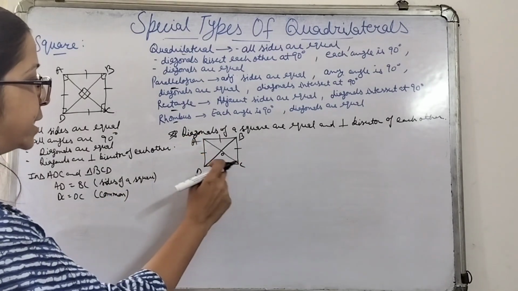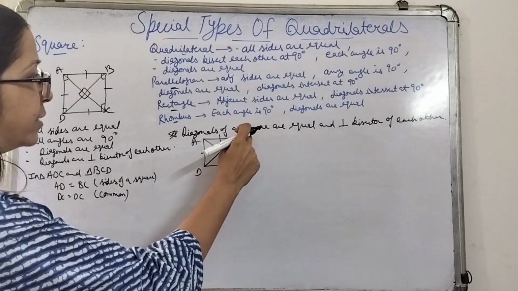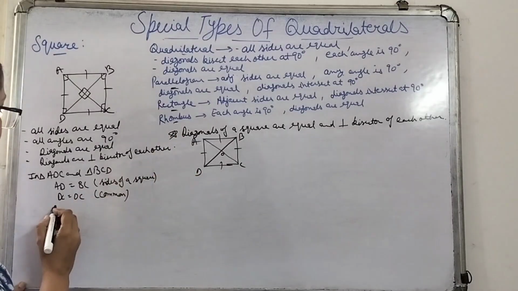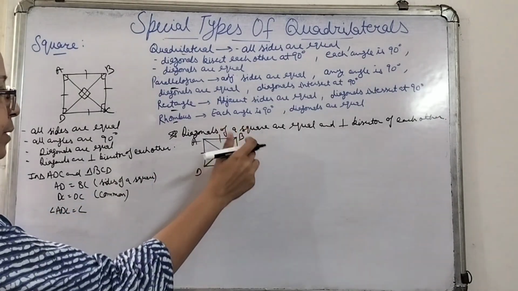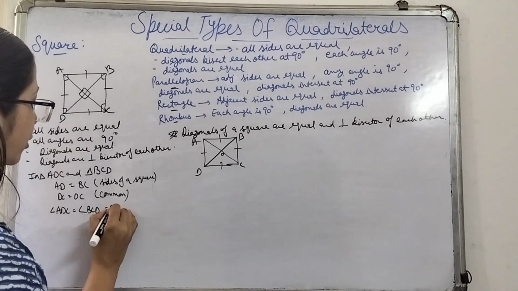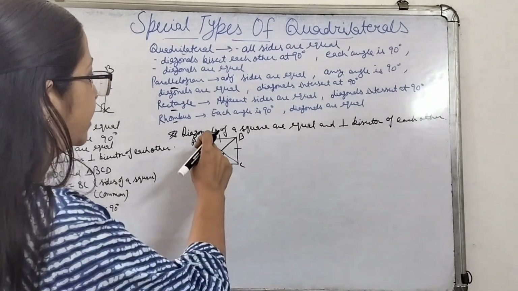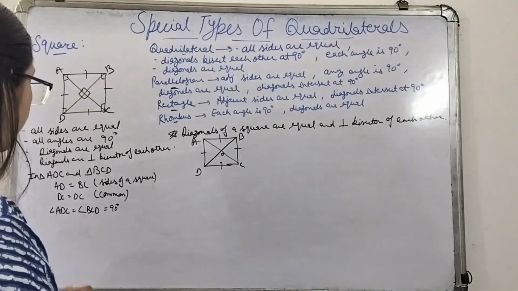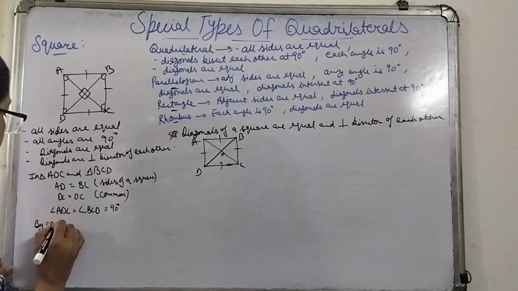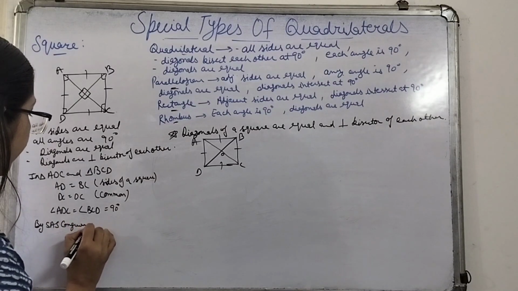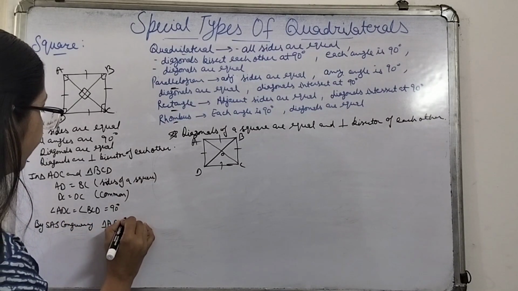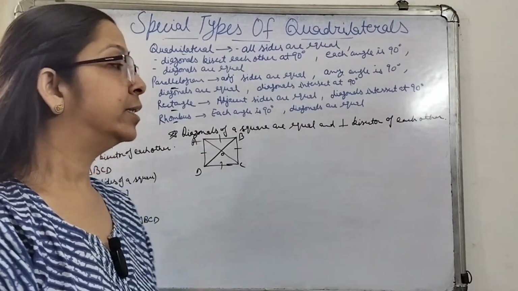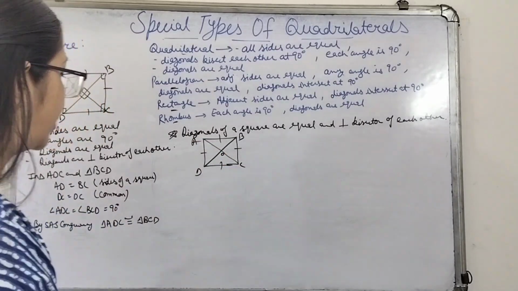Now in triangle ADC, angle D is 90 degrees. In triangle BCD, angle C is 90 degrees. So angle ADC is equal to angle BCD, both are 90 degrees. So by SAS congruency, triangle ADC will be congruent to triangle BCD. And if these two triangles are congruent, then by CPCT their corresponding parts will be equal.